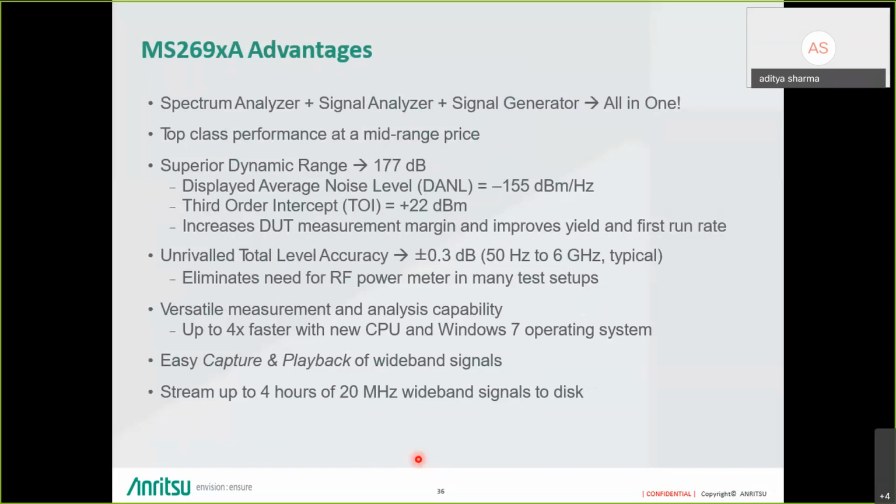It's a Windows-based spectrum analyzer. Right now it's based on Windows 7 and Windows 10, so it's very fast on a new PC as well. Again, the best part is streaming up to 4 hours of 20 megahertz wideband signal into a disk, which is good.